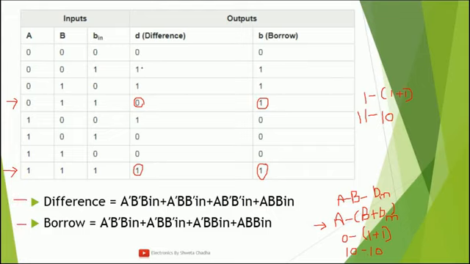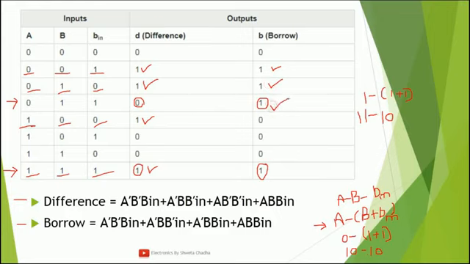First of all, we need to identify where the difference is equal to 1. So 1, 2, 3 and 4. There are 4 entries where difference is equal to 1, and again by using SOP method, you are supposed to write down the final equation. Hence, A bar B bin plus A bar B bin bar plus A B bar B bin bar plus A B bin. Similarly, you can rewrite the equation for borrow as well.